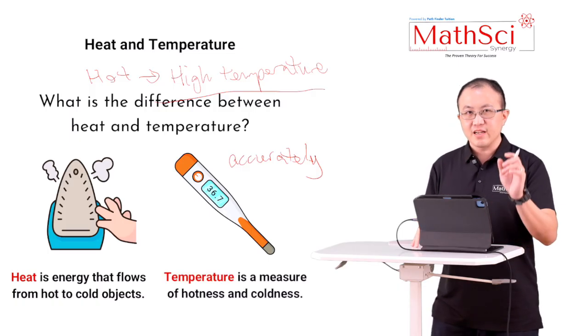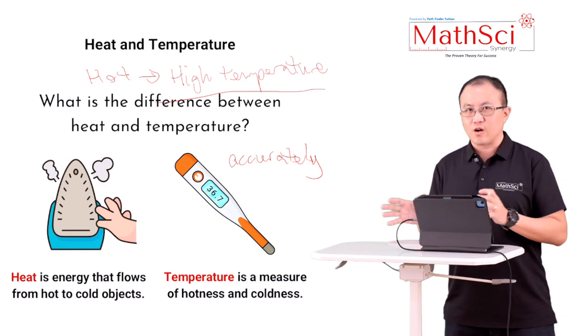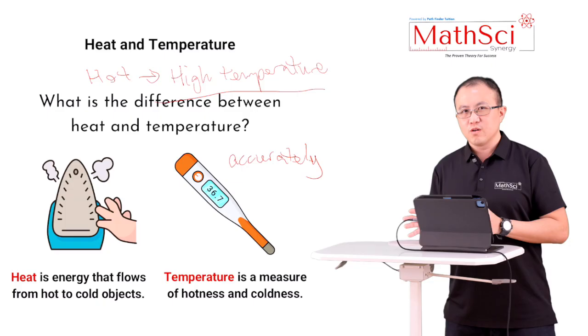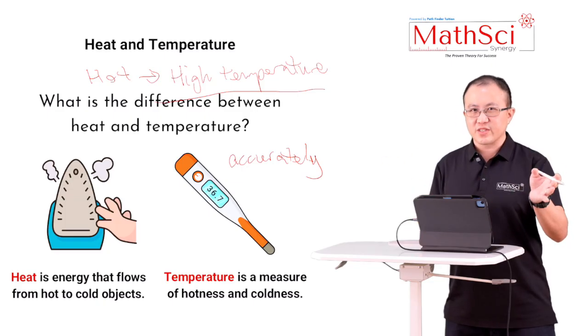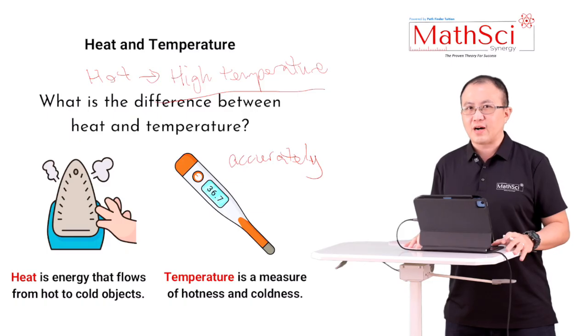And as a result of that, we use this thing called temperature, which is a measure of hotness and coldness. So what is something that is very hot? What is something that is very cold? We don't have to debate. This is 50 degrees Celsius, this is 30 degrees Celsius. 50 is definitely of a higher temperature and it's supposed to be hotter.